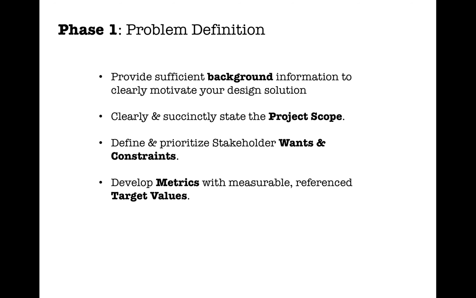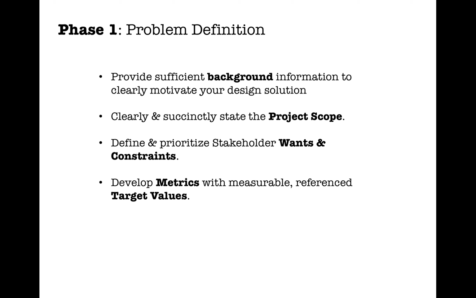Okay, so again, I want to stress that right now we've gone through the first 3 items. We've provided sufficient background information. We've clearly and succinctly stated the project scope. And then we just practice defining and prioritizing stakeholder wants and constraints. Okay, so take your time doing this. Document as much as possible. It'll save you time when you go to write up your phase 1 and 2 report.